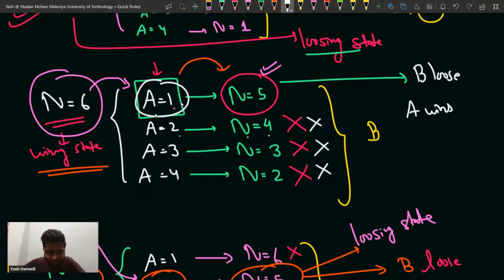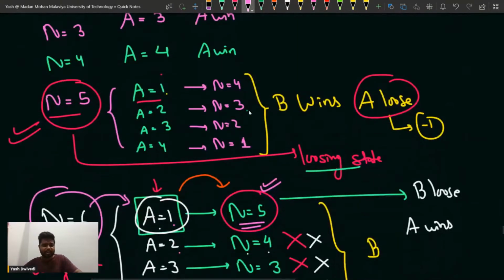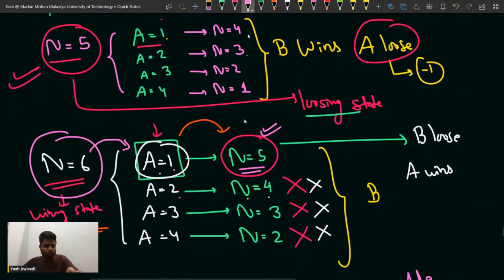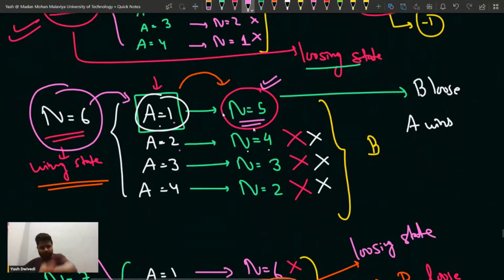So in that case, what will happen? When n is equal to 6, A will take 1 and A will leave 5 matchsticks. So if A leaves 5 matchsticks, the player getting 5 matchsticks will always lose. That we have determined above, because n is equal to 5 is a losing state. Because if you try any of them, you are always going to lose, right? So 5 is a losing state. So if A takes one and leaves 5 remaining matchsticks for B, then B is going to lose. So that is why n is equal to 6 is a winning state.